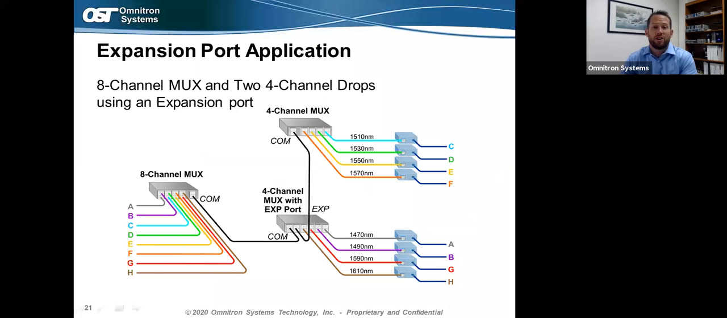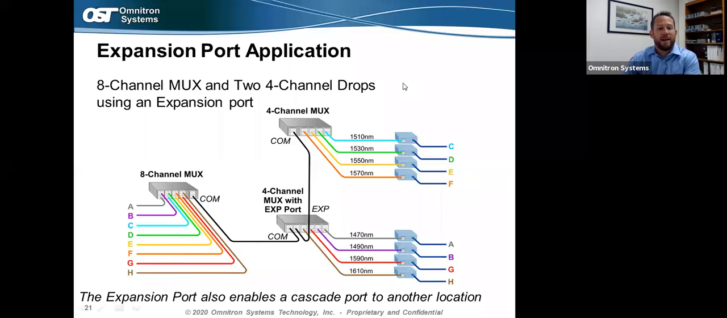Here's an application showing the use of that expansion port. And in this case, we have an 8-channel mux, as well as 2 4-channel multiplexers within a network. So all 8 channels are being multiplexed into this module here, and all 8 channels are being sent to the first location, where they're going to drop off 4 individual channels here. With the use of that expansion port, you can send the remaining 4 channels up to the next location here and drop off those 4 channels. So again, this expansion port is great for cascading from one location to another and dropping off wavelengths along the way.